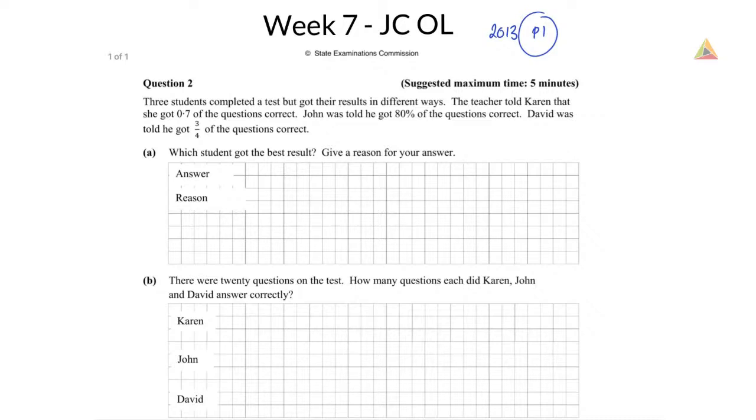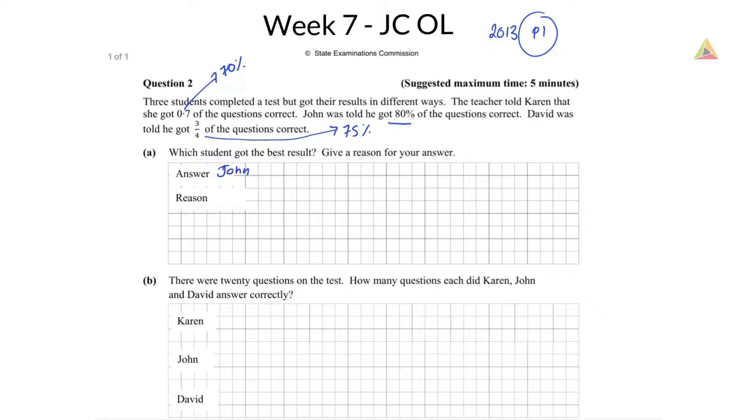Okay, so we need to convert all of the results to the same quantity, whether it's decimal, percentage, or fraction, okay? So if we deal with percentages, Karen got 0.7, so 0.7 translates to 70%. So Karen got 70%. John got 80%, that's already in percentage, and 3/4 for David. So David got 3/4, that's 75%. So which one was the highest? The answer is John.